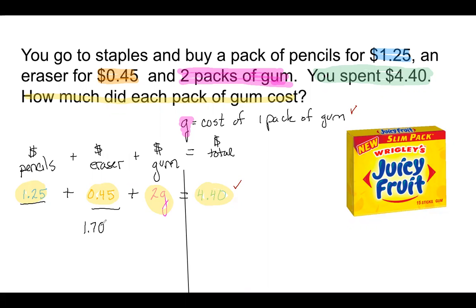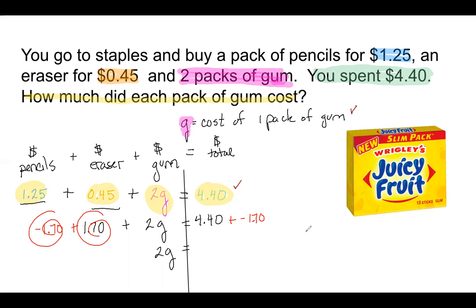So 1.7, I'll make it look like money since it is money. $1.70 was the total for the eraser and the pencils, plus 2G is equal to $4.40. All right, now on the side with the variable, I've got 2 terms. We're going to keep the term that has the variable. I'm trying to isolate that. I'm going to eliminate $1.70 by adding the opposite, negative $1.70. So $1.70 plus negative $1.70, those eliminate each other. And I get 2G is equal to 4.40 minus 1.70.